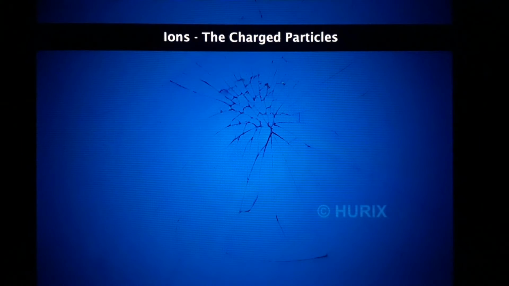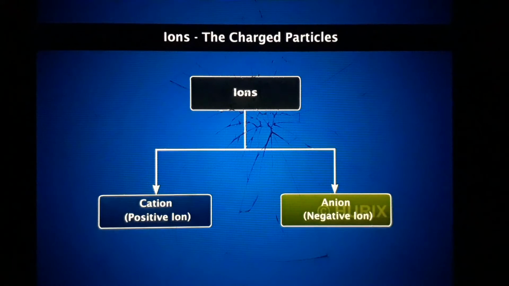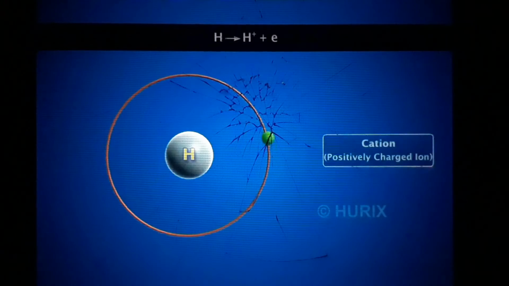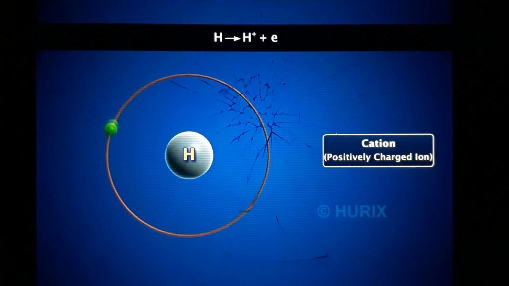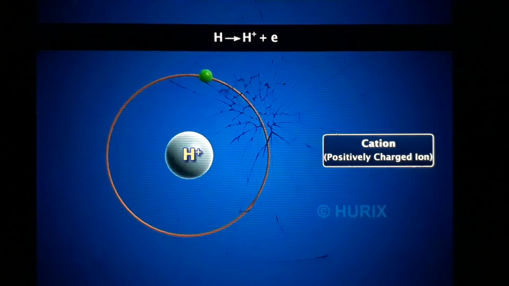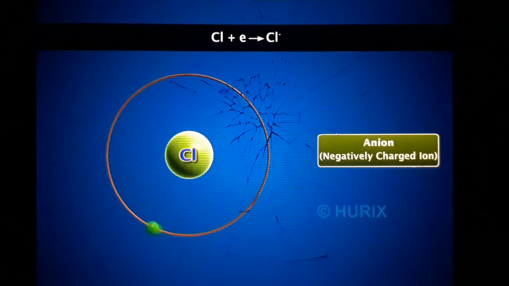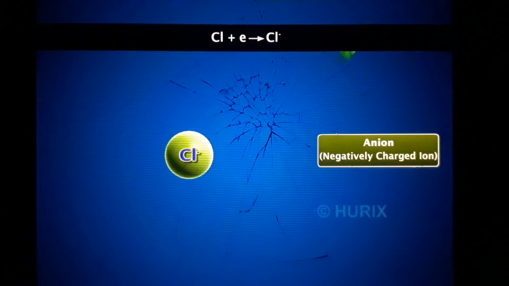A charged particle is called an ion. Ions are classified into cations and anions. Cations are positively charged. Hydrogen has 1 electron and 1 proton. If it loses 1 electron, it becomes H+ cation. Anions are negatively charged. Chlorine can accept 1 electron to become a chloride anion.